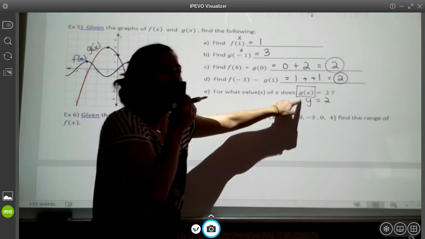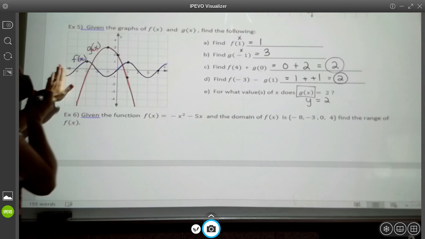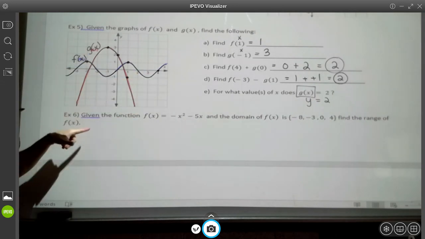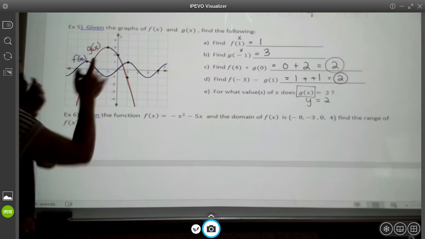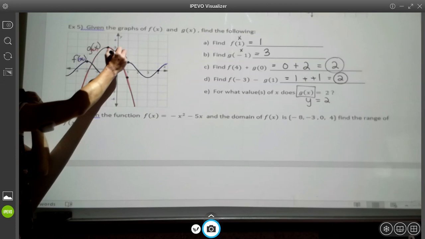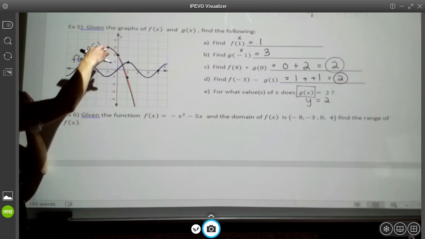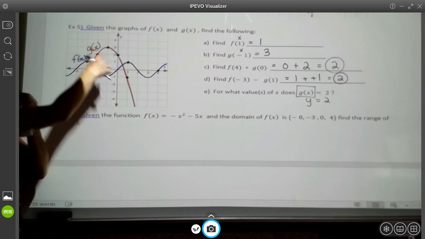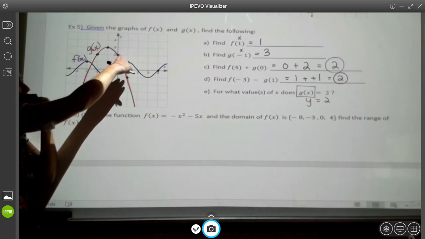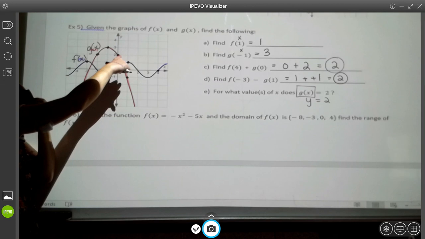So guys, it's only asking about g. So forget the squiggly graph. Pretend the blue squiggly graph isn't here. We're just looking at the red graph. Okay, so where does y equal 2? Y is 2 right here. So I can see there's more than one dot that has a y coordinate of 2 on the red graph. We need their x coordinates. So guys, what's the x value that makes g of x equal 2 here?